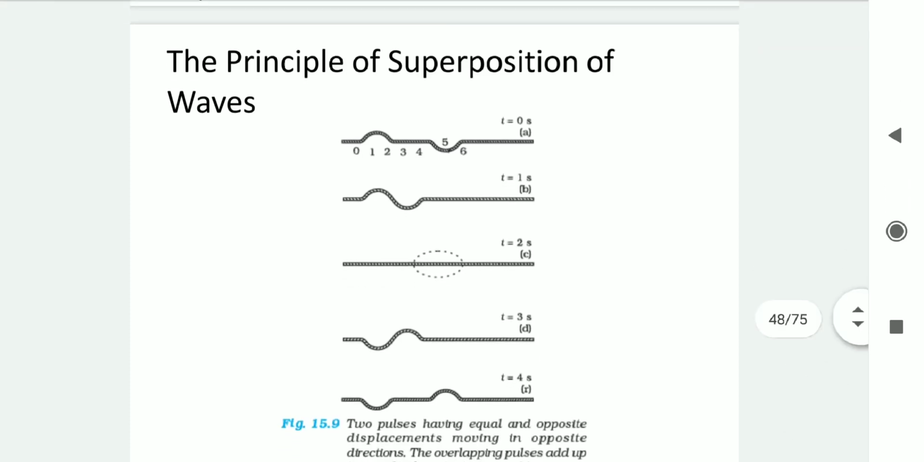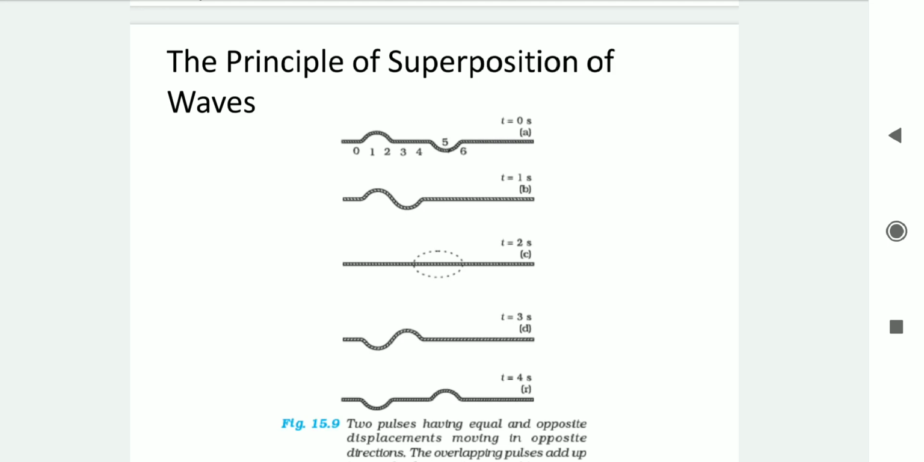Let us consider that at a time t equal to 0, one pulse is moving towards the positive x direction. For example, from the wall, the reflection takes place and the pulse will be available in the negative direction, traveling towards the negative x direction. So as you can see in diagram A, two pulses are there, both moving in opposite directions.